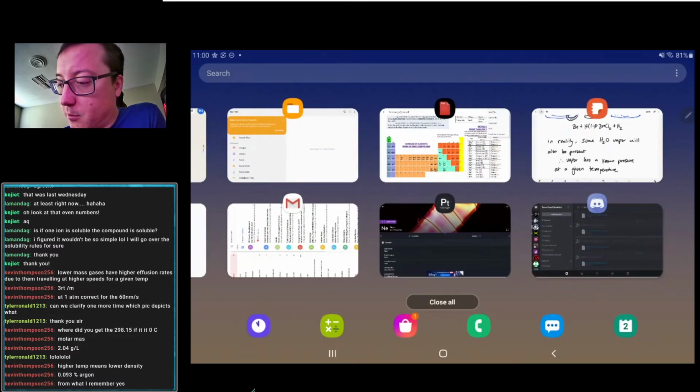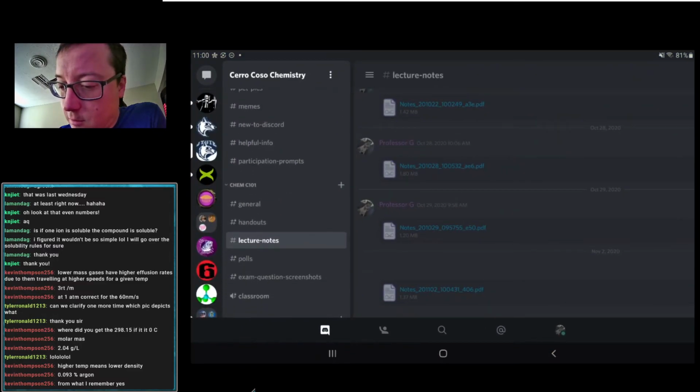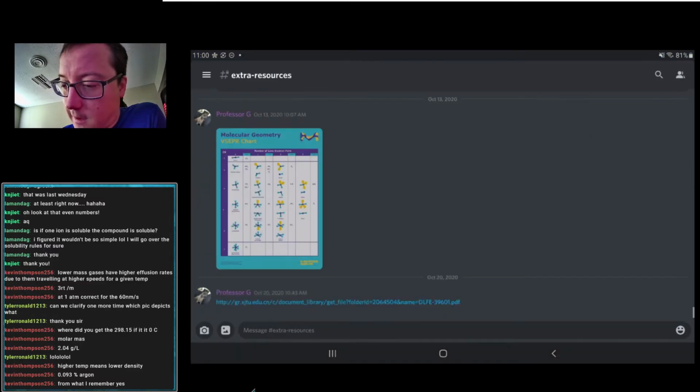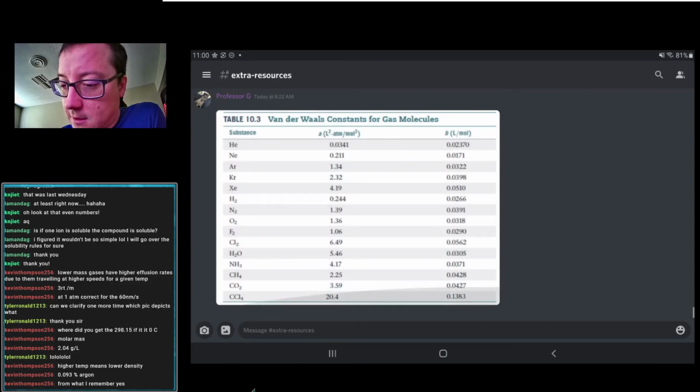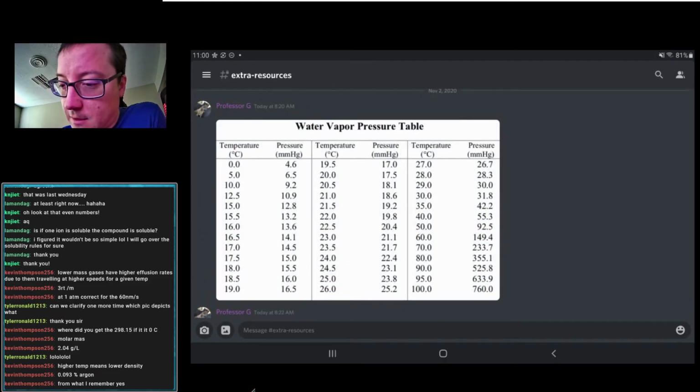Swapping to Discord real quick. Let's have a look here. Look what I did for you guys. Not van der Waals. Look at this lovely table I've got for you.